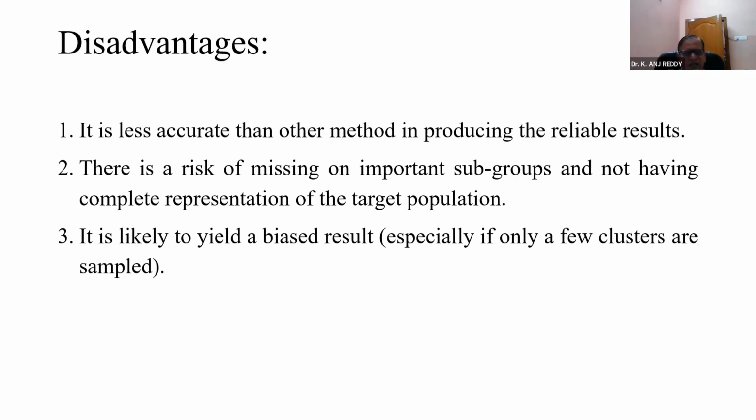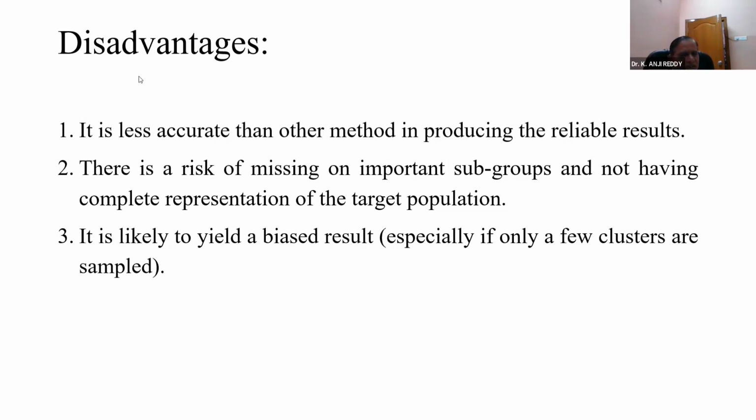And the second disadvantage of this method is there is a risk of missing important subgroups, not having complete representation of the target population. So there is scope for missing such subgroups which you want to include in the sample. If you want to exclude, that is a different story, but if you want to see that a particular subgroup is selected, it may not be possible sometimes. So that risk is there.